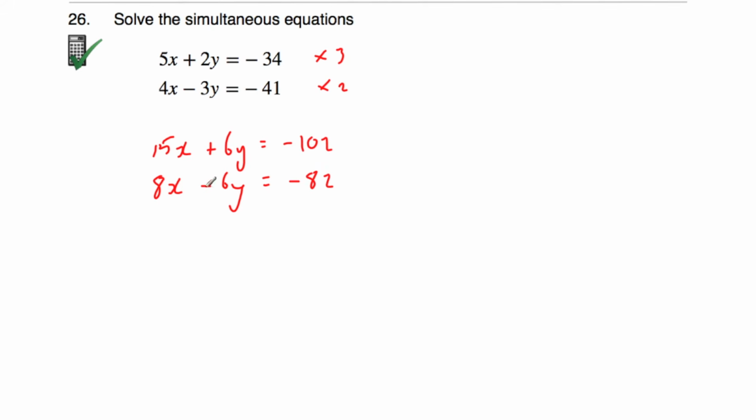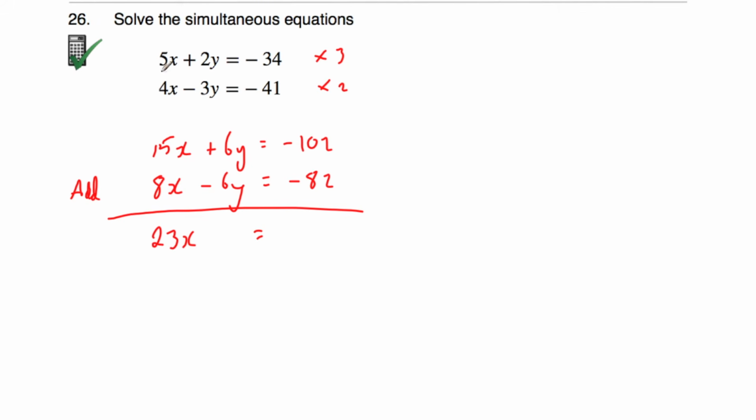So we've got our two equations now, and we've got 6y and minus 6y. So if we add those two equations together, the y's will cancel out. So let's do that. 15x plus 8x, that's 23x. We've got 6y plus minus 6y, or minus 6y plus 6y, that's 0, so they cancel out. And then we've got negative 102 plus negative 82.